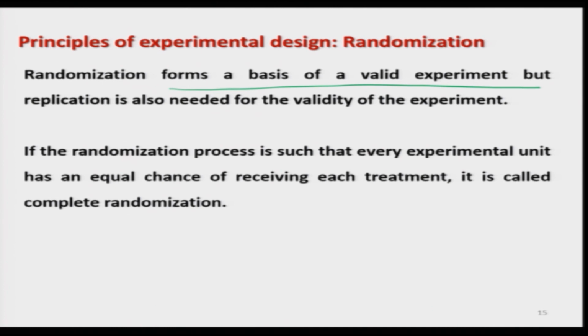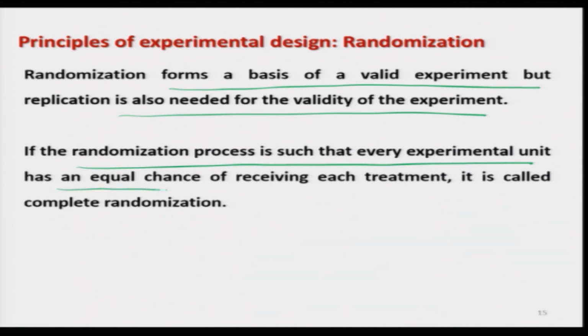But when we are talking of randomization, we also need the principle of replication to be adopted here, so that the observations are repeated, they are replicated, so that the results coming out of those experimental data are also valid. So, if the randomization process is such that every experimental unit has an equal chance of receiving each treatment, it is called complete randomization. Right. That means the probability that any experimental unit is going to get any of the treatments, if this probability is the same for all the units, then we say this is complete randomization.